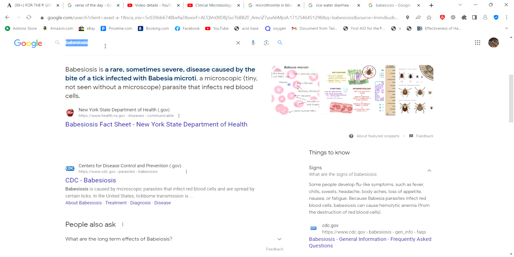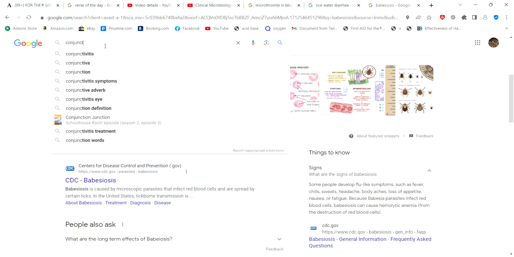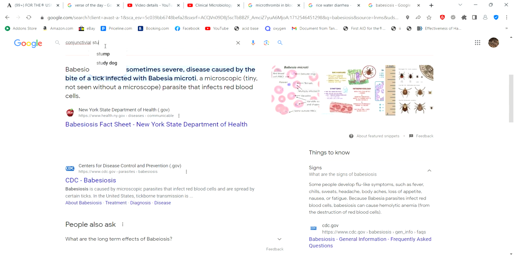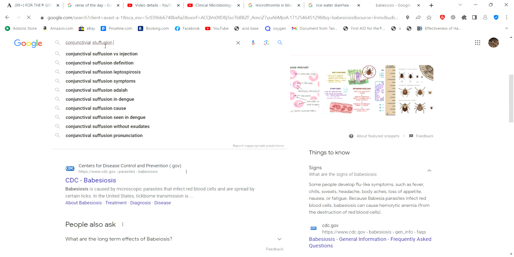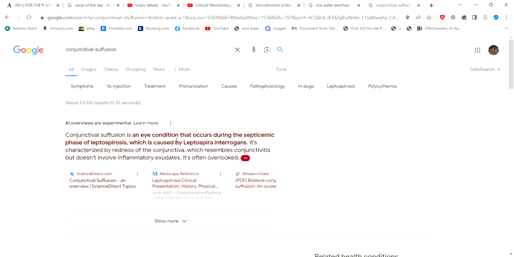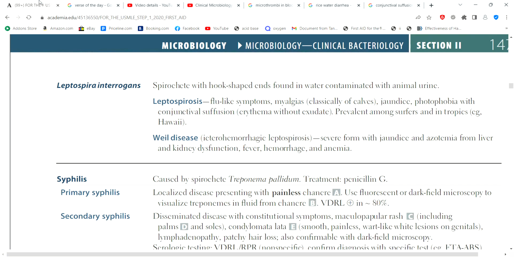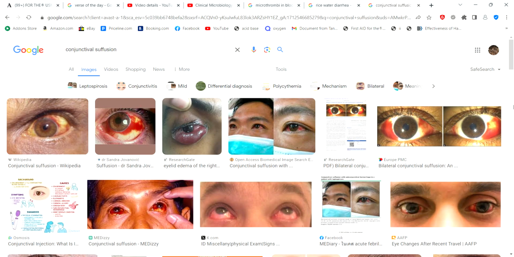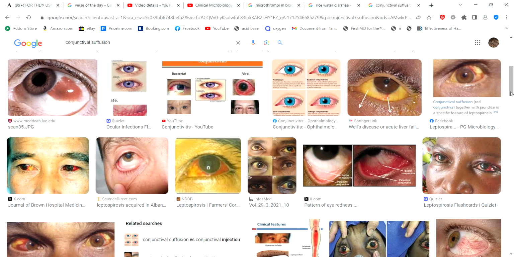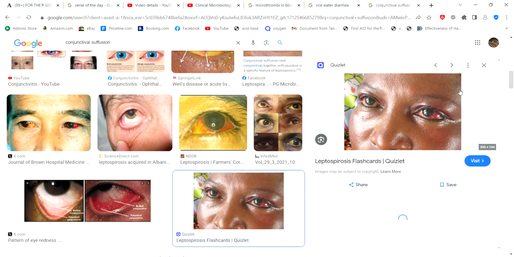What is that? Conjunctival suffusion. Suffusion: an eye condition that occurs during the septic phase of leptospirosis. Oh, I see. Oh my goodness, that doesn't look good. So, photophobia with conjunctival suffusion, erythema without exudate. It's just very inflamed and red, without exudate. It just means that it's not runny, I think. It just looks extremely inflamed.